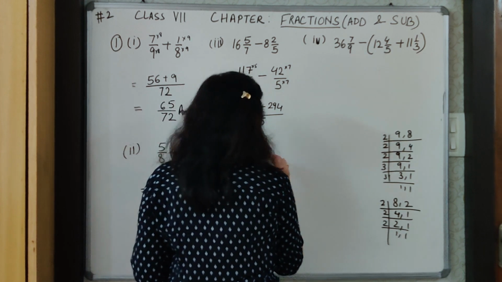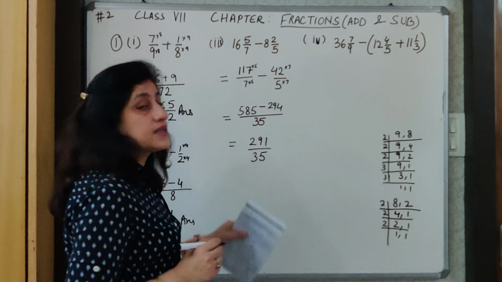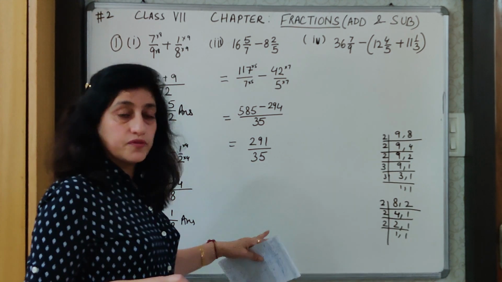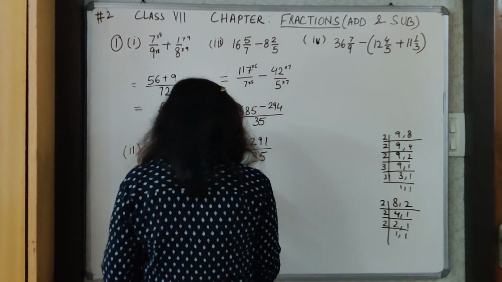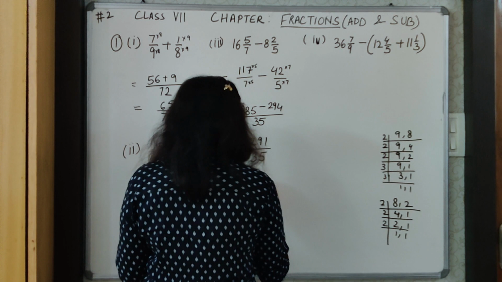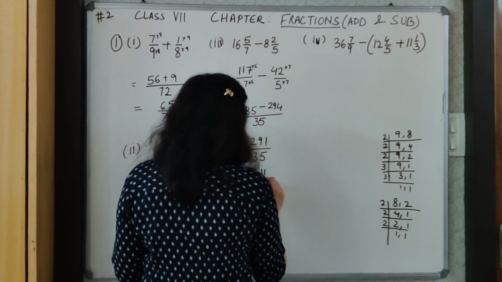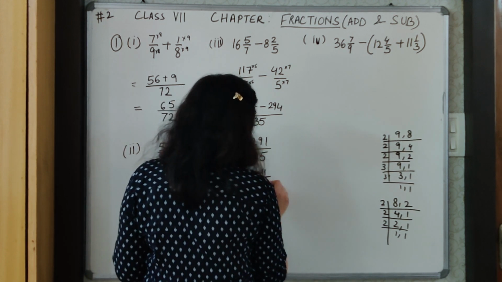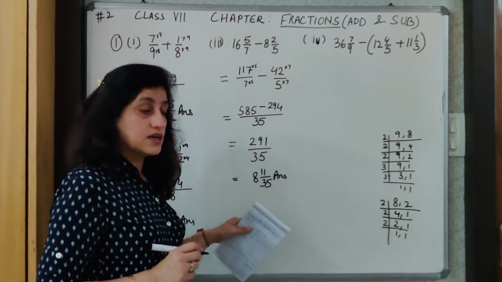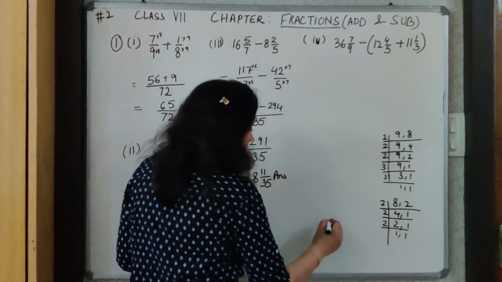291 upon 35. This has to be converted to mixed fraction because it is an improper fraction, to return the proper answer. On dividing and converting this to mixed fraction, I will get 8 whole 11 upon 35. I have already told you in the previous video how to do this conversion. Still, I'll quickly revise it with you.